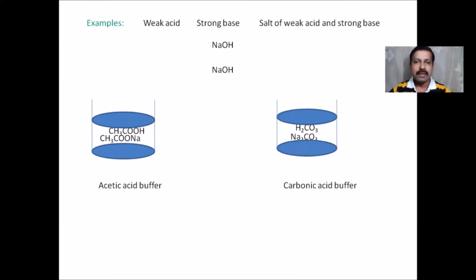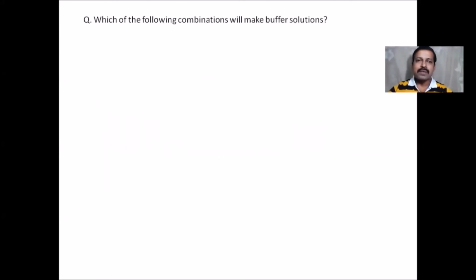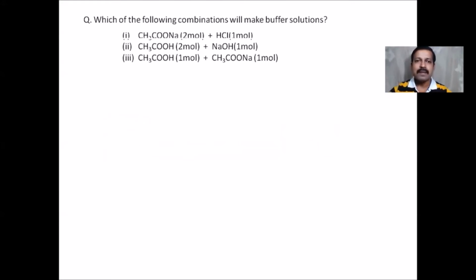Dear student, I think you understood. So this is the way how acidic buffers are prepared. One weak acid and a salt of that weak acid with a strong base, you dissolve, you will get an acidic buffer. Correct? Next, the question is, which of the following combinations will make buffer solutions? This is a very interesting question.